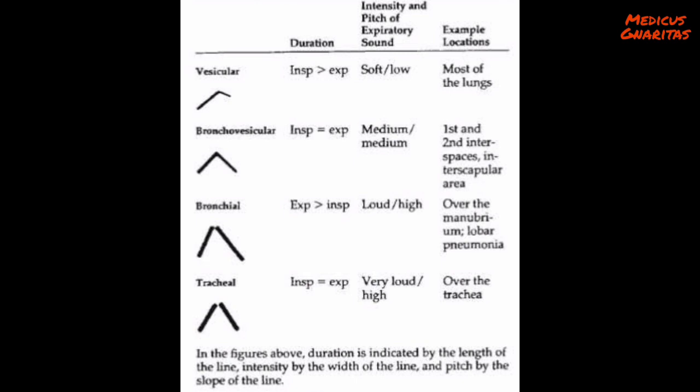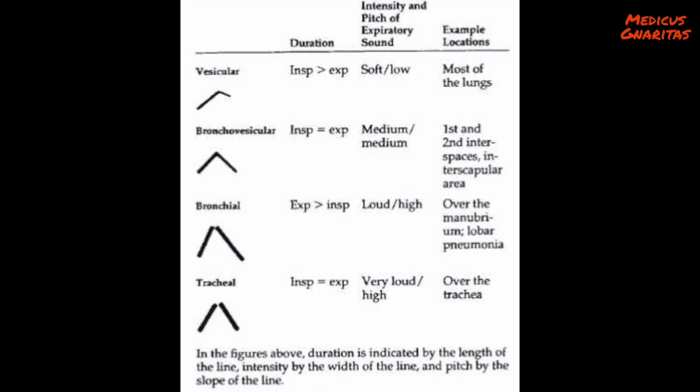Bronchovesicular breathing: intermediate intensity and pitch through both inspiration and expiration. Heard over first and second intercostal spaces. Bronchial breathing: loud and high pitches through parts of inspiration and all parts of expiration. Heard over the sternum.